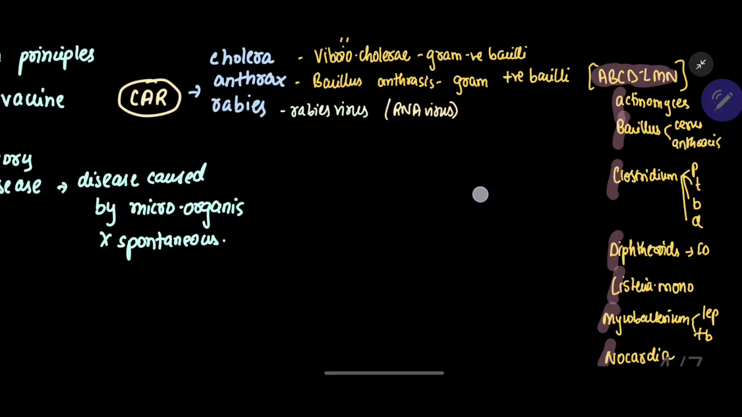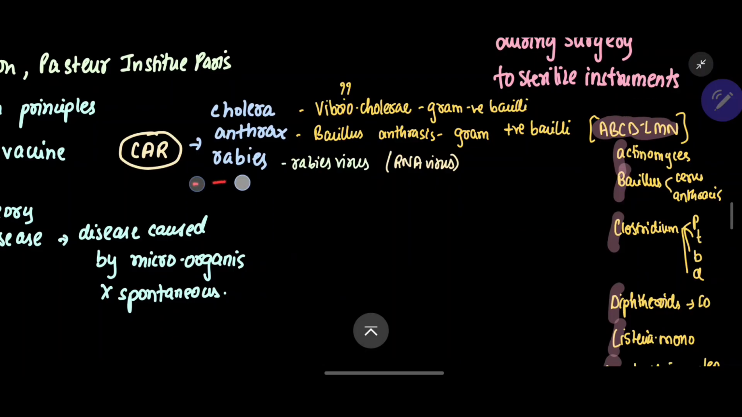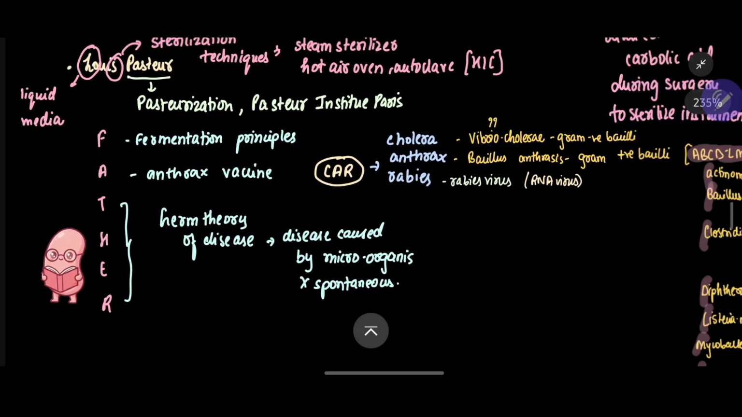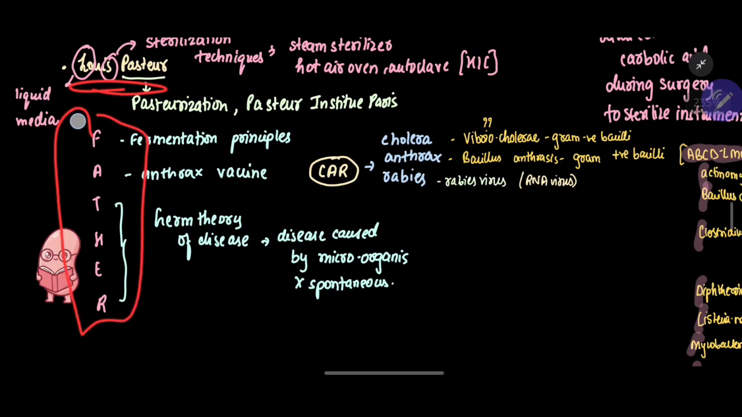Okay. Next one is rabies. Rabies is caused by a virus, which is the rabies virus. Viruses are of two types. Viruses can be DNA viruses or RNA viruses. This is easy, right? Rabies starts with an R and it's an RNA virus. That's pretty simple. Now coming back to our topic, Louis Pasteur, he's the father of microbiology.